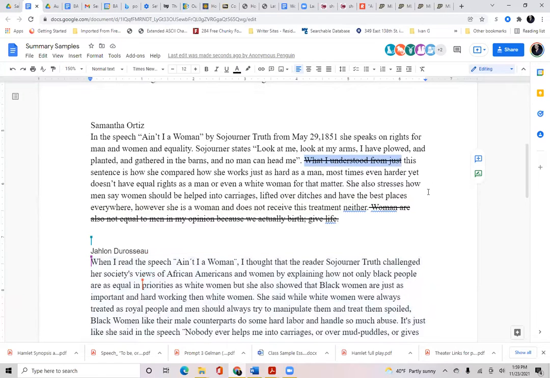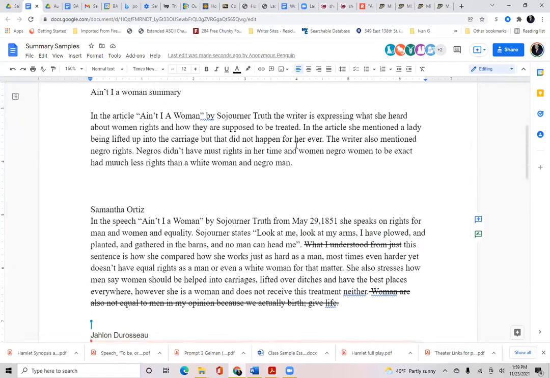And here, this is again her giving her opinion, which in summaries we don't do. We have to stick to the speech. Let's look at one of the things Samantha does in her piece: she uses a quote right here. "Look at me, look at my arms, I have plowed." Then she explains this sentence is how she compared how she works just as hard as a man. So something you can do in summary is use a quote and then explain the quote, right?